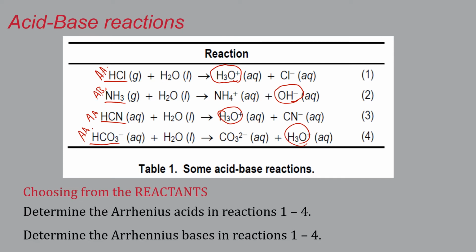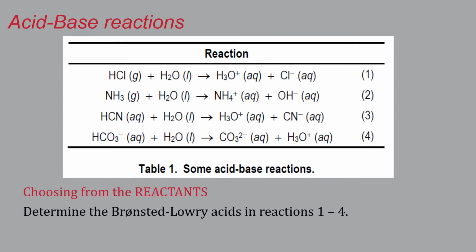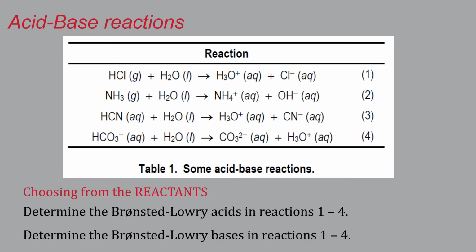So now to contrast with the other definition, we're going to look at the same 4 acid-base reactions, and again, picking from the reactants, determine what, if any, Bronsted-Lowry acids there are, and what, if any, Bronsted-Lowry bases there are. Again, remember, these are the same reactions. So now you have to get used to looking at what the products of proton transfer reactions are. So I'm going to go through the first one with you and then let you think about the other 3 on your own.